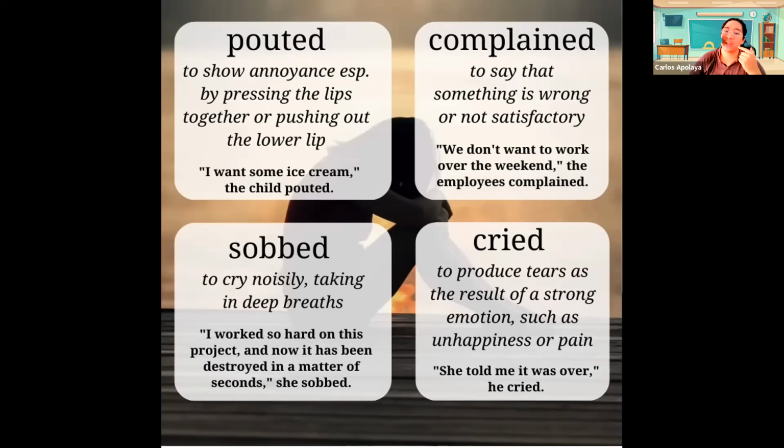Cried. You produce tears as a result of a strong emotion such as happiness or pain. You see? He cried. She told me it was over because he is crying. What is the difference between sob and cry? Cry is like when you are crying, but you can speak. But sob, you cannot breathe. Like chilindrina, for example. So when you speak like that, you are sobbing, you are not crying. Get it? Yes. Good job.